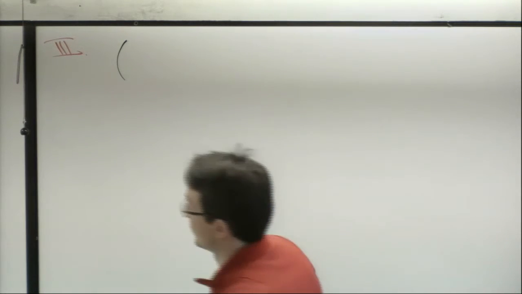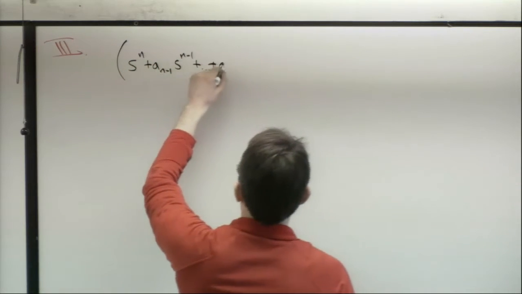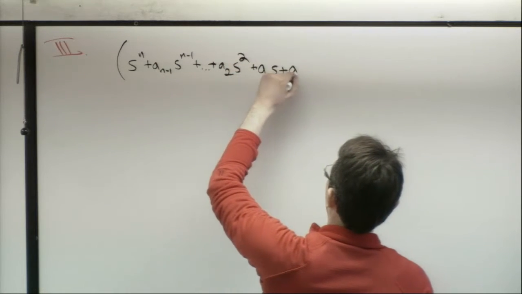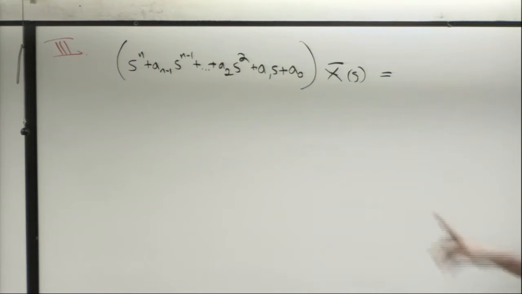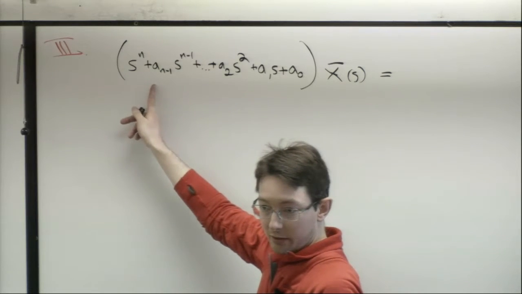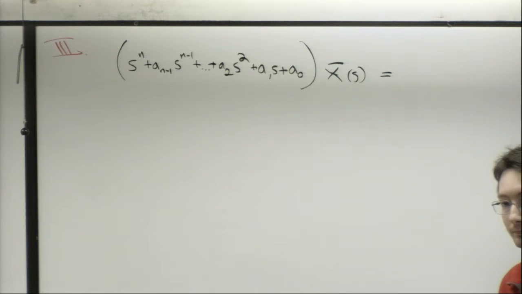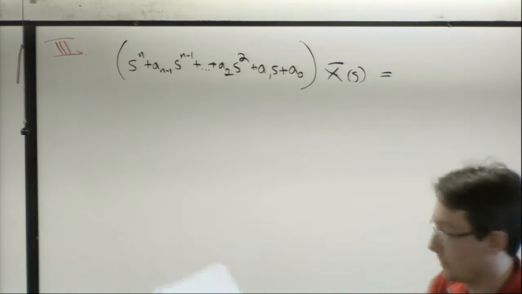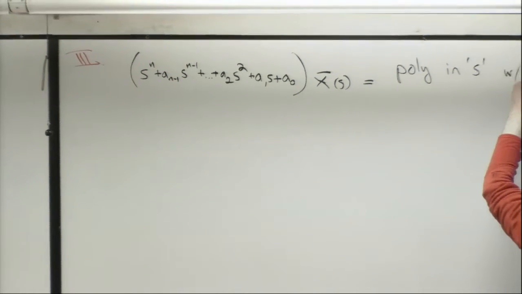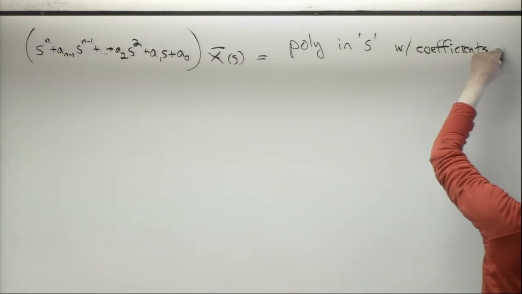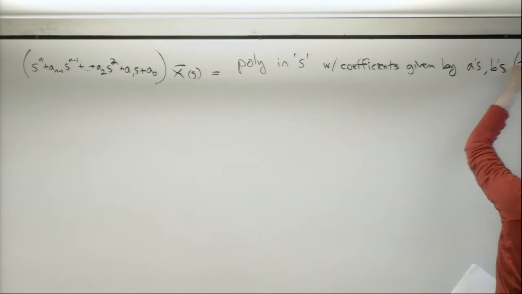What's the characteristic polynomial? So it's just s to the n plus a n minus 1 s to the n minus 1 plus dot dot dot plus a2 s squared plus a1 s plus a0. Times x bar of s equals, okay, this is just collecting all of the x bar terms. It's going to give me the characteristic polynomial in s times all of the x bar terms. And then this equals everything else. And I'm going to say that it's a polynomial in s, with coefficients given by the a's and the b's. And really, this codes up all of the initial conditions.